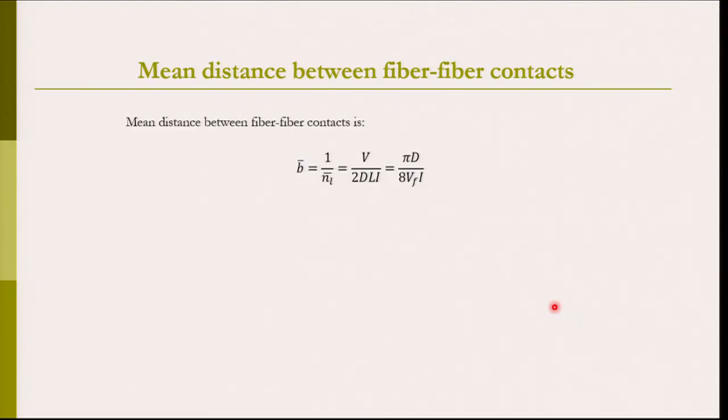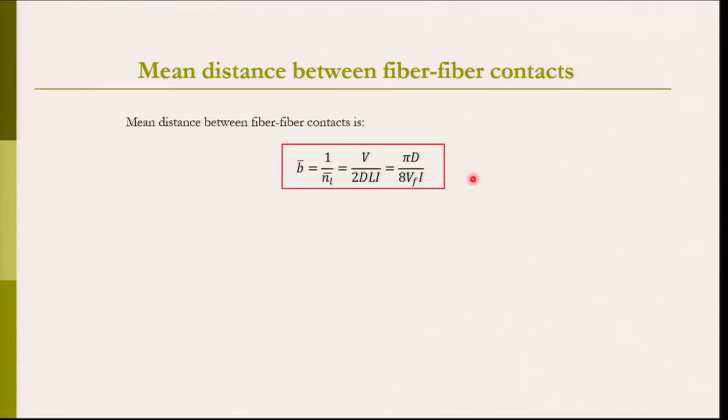As we have done earlier in the case of Van Wyk's model, we took the reciprocal of N_L bar, which is the inverse of the average number of fiber to fiber contacts per unit length. Then if we invert this parameter, we will be able to calculate the mean distance between the fiber to fiber contacts, expressed as B bar, which again can be expressed either in terms of capital V and capital L, which is the volume of the fabric and the length of the fibers in this volume, or we can also express it in terms of fiber volume fraction. So, this will be equal to pi d by 8 Vf I.